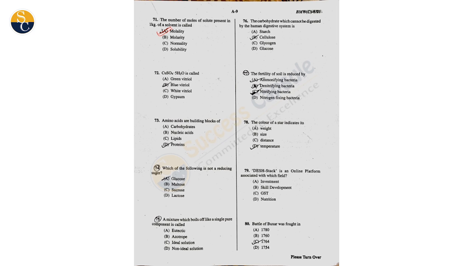Next, copper sulfate is also known as blue vitriol. So, B is the correct answer. Next, amino acids are building blocks of proteins. So, D is the correct answer. Which of the following is not a reducing sugar? So, among the given options, sucrose is non-reducing sugar. So, C is the correct answer.